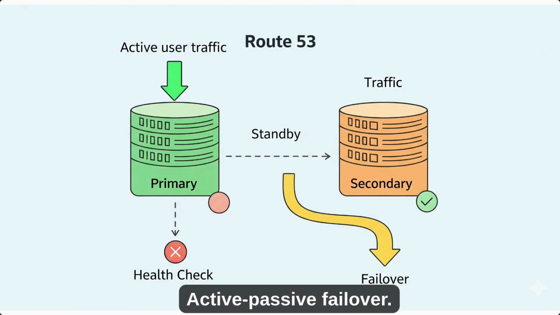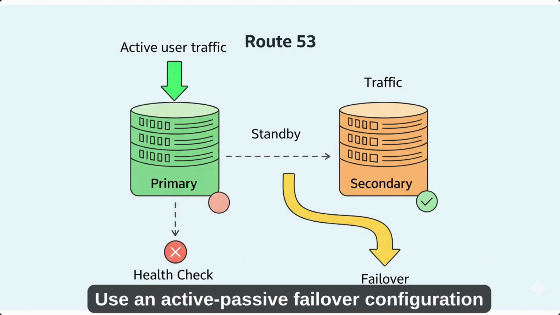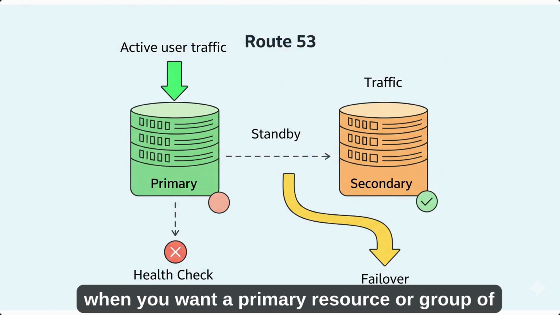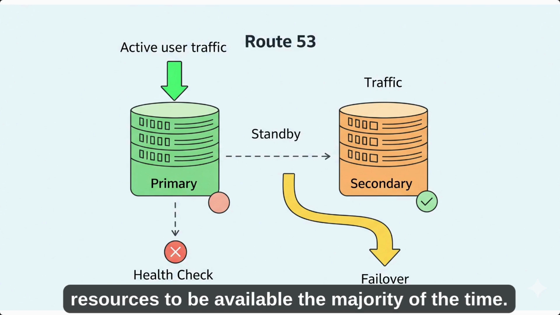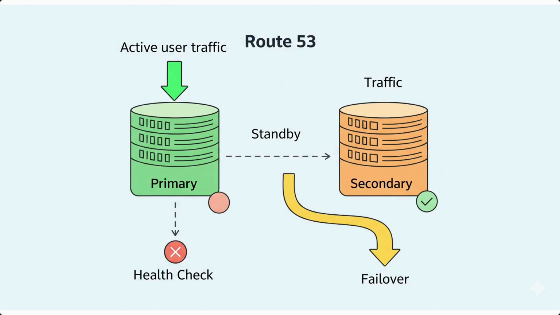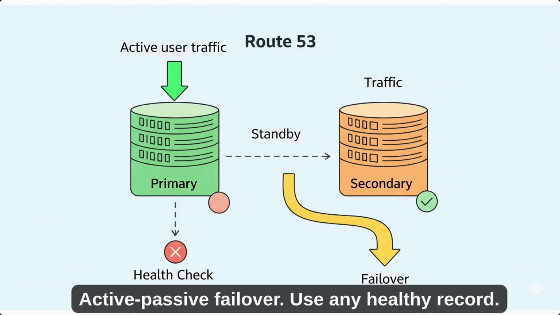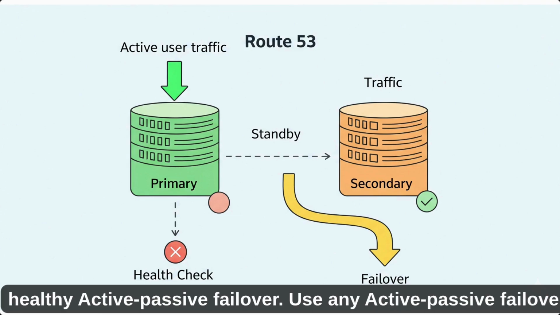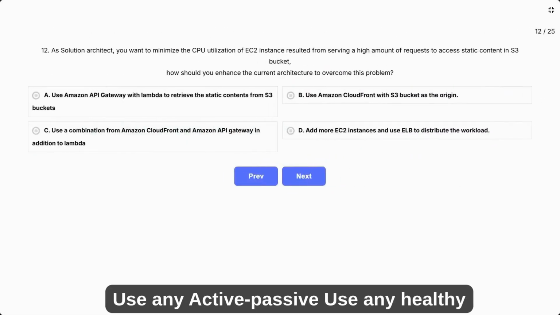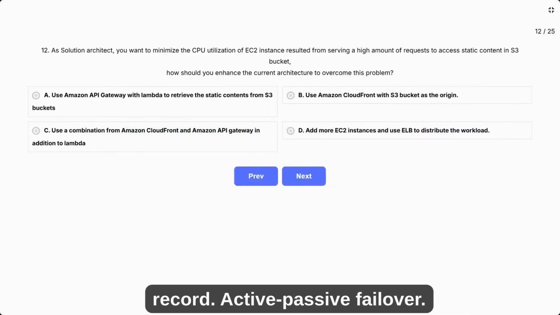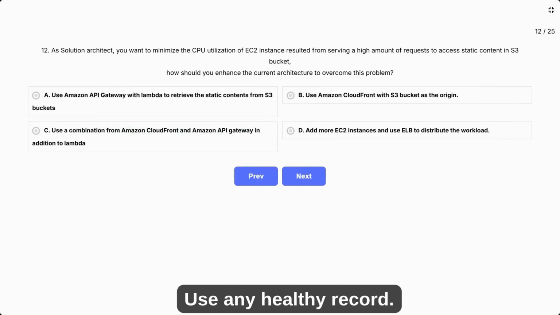Active-passive failover. Use an active-passive failover configuration when you want a primary resource or group of resources to be available the majority of the time, and you want a secondary resource or group of resources to be on standby in case all the primary resources become unavailable. When responding to queries, Route 53 includes only the healthy primary resources. If all the primary resources are unhealthy, Route 53 begins to include only the healthy secondary resources in response to DNS queries.